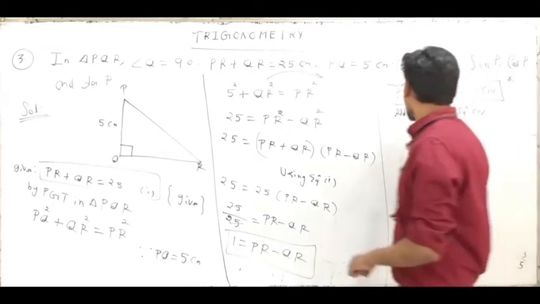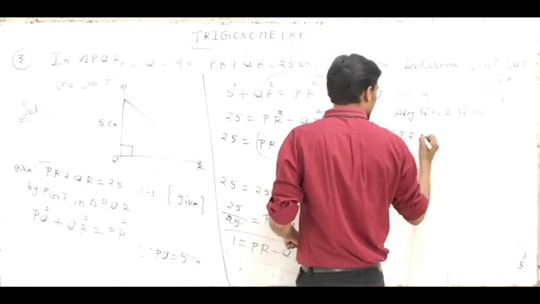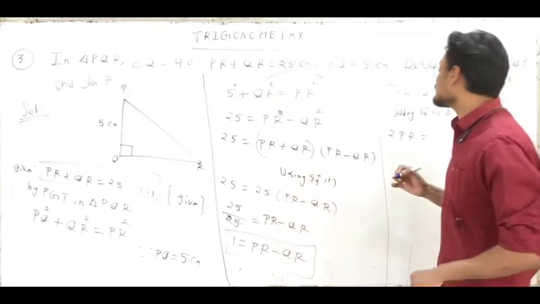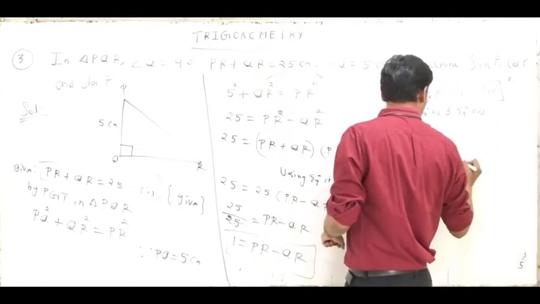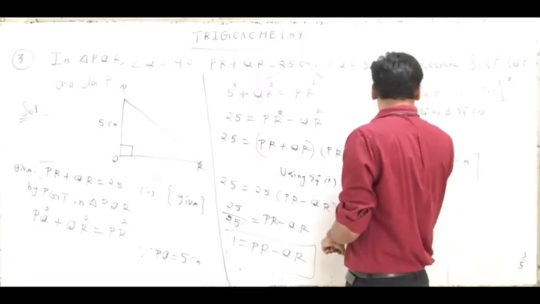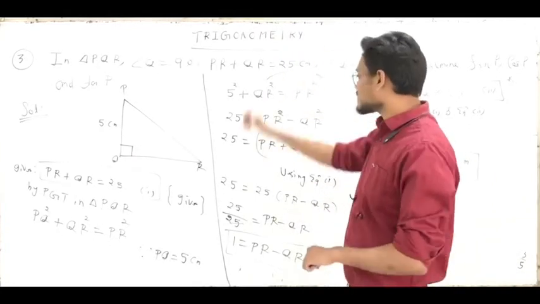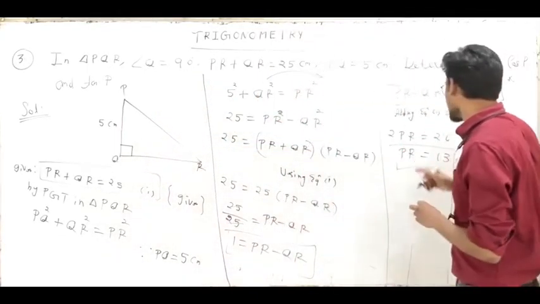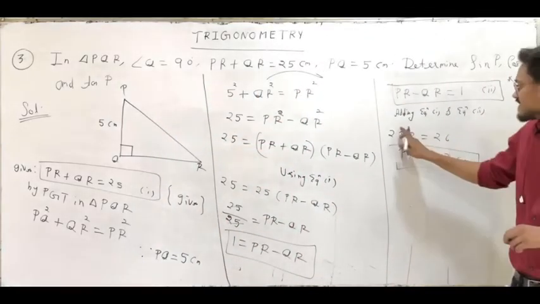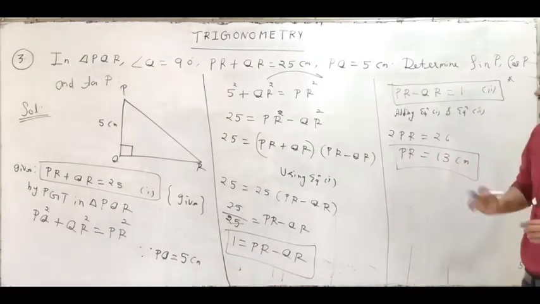See, PR plus PR is gonna be twice of PR, and 25 plus 1 is gonna be 26. So the value of PR is 13 centimeter, because they were in centimeter. So yes, we calculated PR 13 centimeter. Okay, see this 2, I have divided this 26 by 2. So PR I calculated 13.